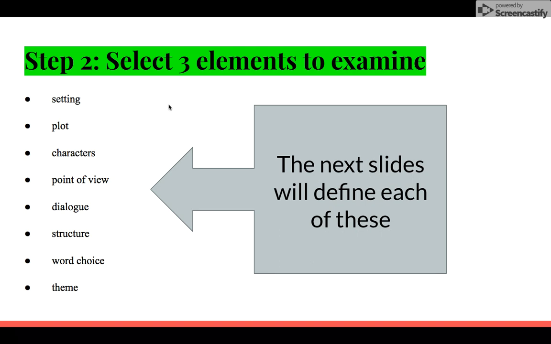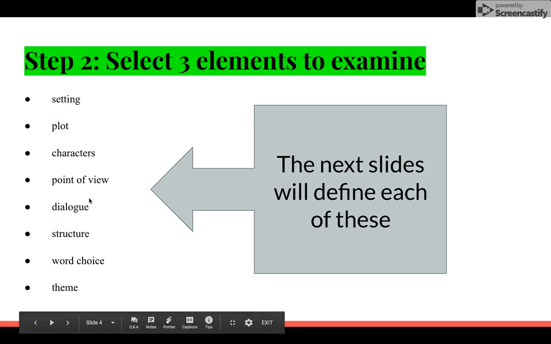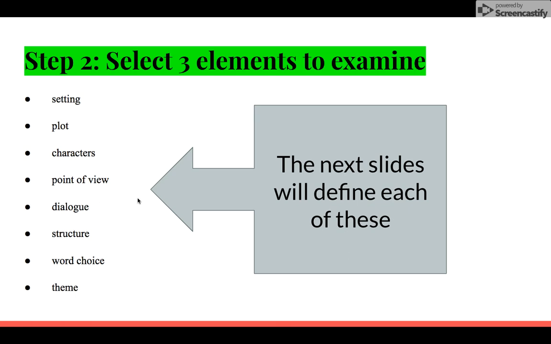Step 2, here's what you'll be writing. You'll be writing about 3 of these elements as they pertain to the story you chose. 3 out of these ones here. So let me explain each one really quickly in case you don't remember what they mean. You're only going to choose 3 of them.